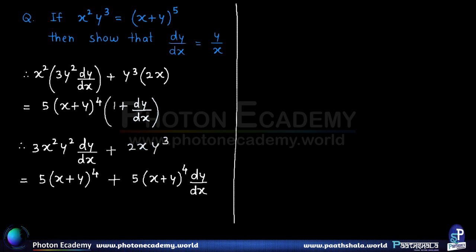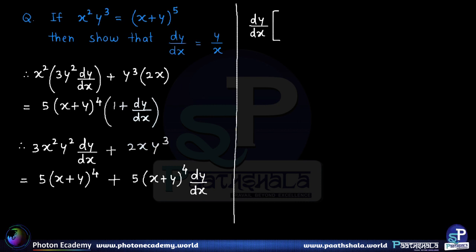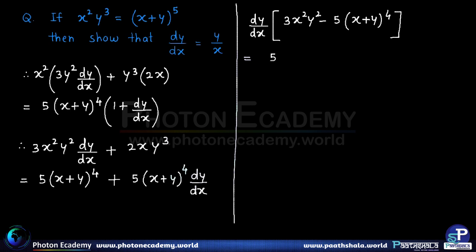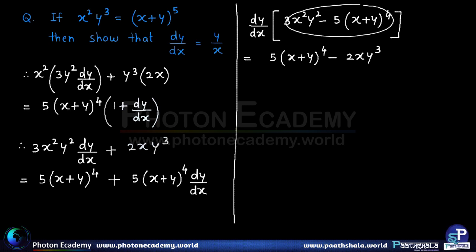Therefore we collect dy/dx on the left hand side. Doing that we can take dy/dx common and we'll be left with 3x²y² minus, the term coming from the right hand side is 5(x+y)⁴, so that will get subtracted. This is equal to, now the right hand side is left with 5(x+y)⁴ minus 2xy³. So now we have to just divide by this particular expression, correct?